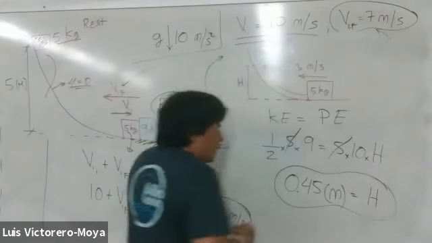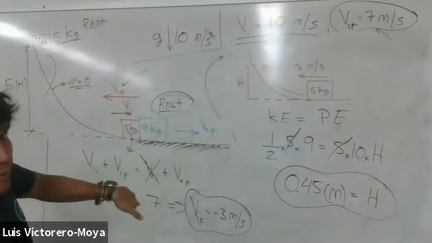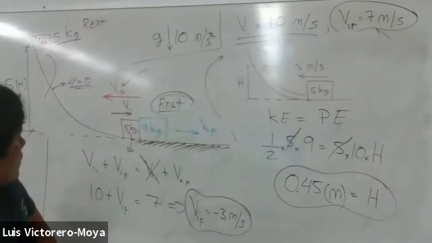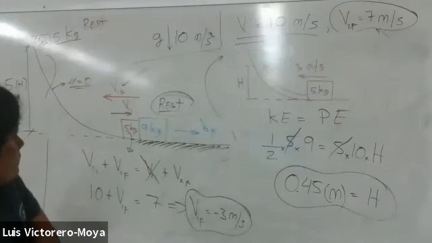So the mass recedes just a little bit, right? Because most of the speed was given to the 9 kilogram mass, 7 meters per second. Okay.